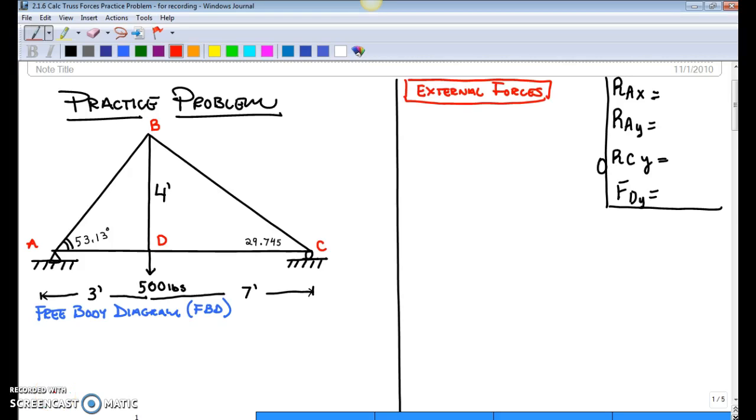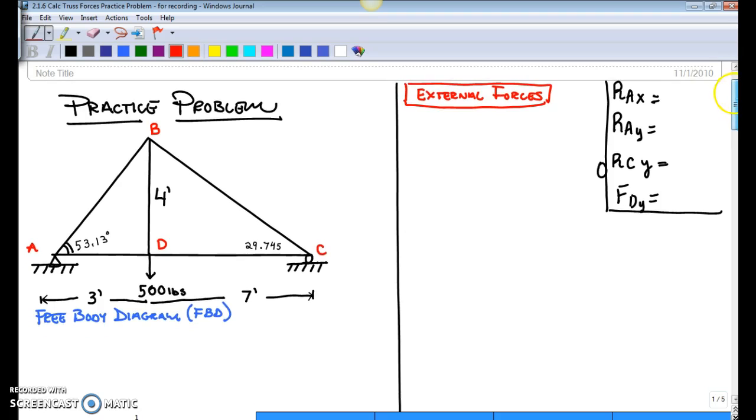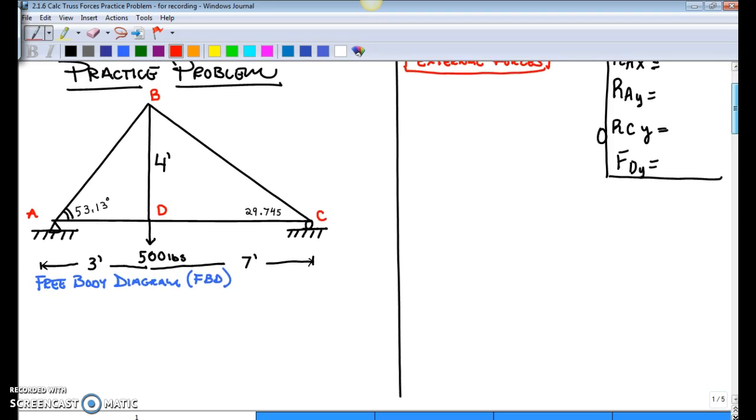This video is on the practice problem we did in class from the PowerPoint for 2.1.6, calculating truss forces. So I'm just going to redo the whole thing. Even though we did it in class, I thought I'd do it in video form so that as people go through the practice problems or review for tests later this year, you can refer to this video to refresh your memory on how to go about solving a simple truss.